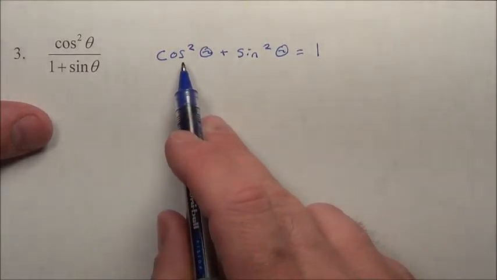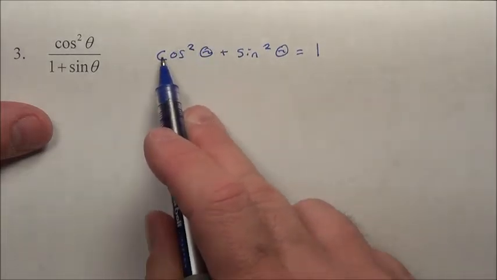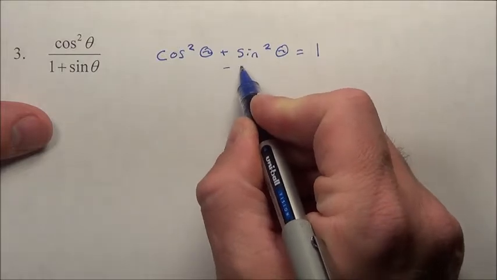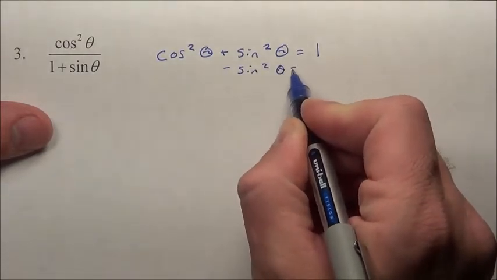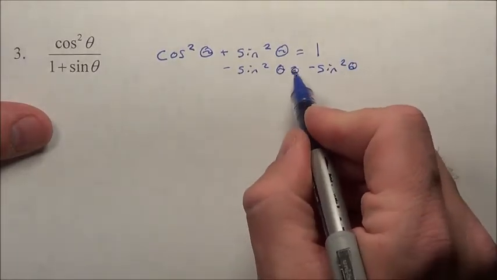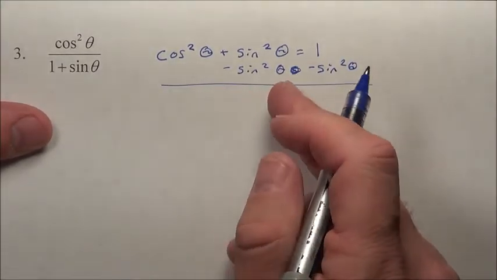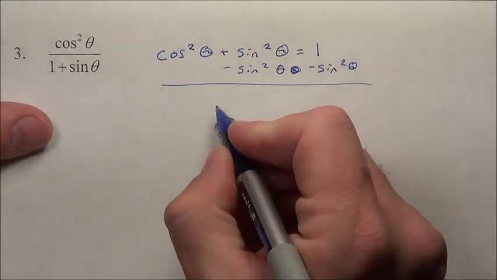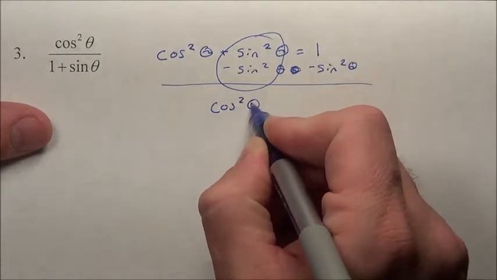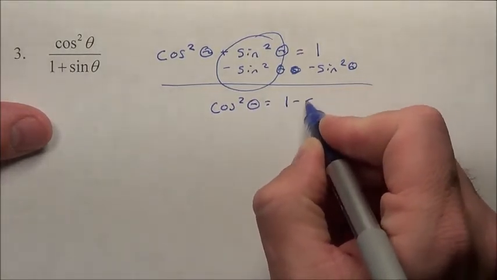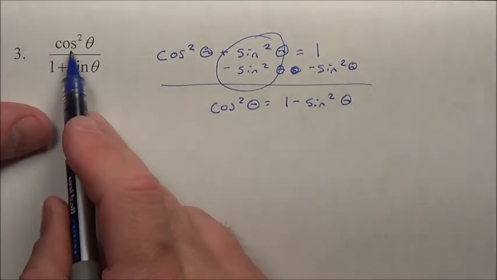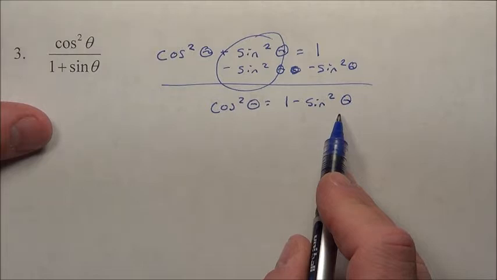Well, if I solve this for cosine, if I try to get cosine squared by itself, I'm going to move the sine squared over. To get rid of adding sine squared, I simply subtract sine squared of theta from both sides. You don't really need the equal there because we're subtracting sine squared theta from the left side and from the right side. It goes away here. You're left with cosine squared theta is simply 1 minus sine squared theta, and we're going to use that.